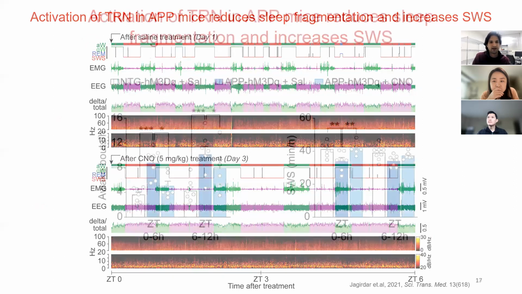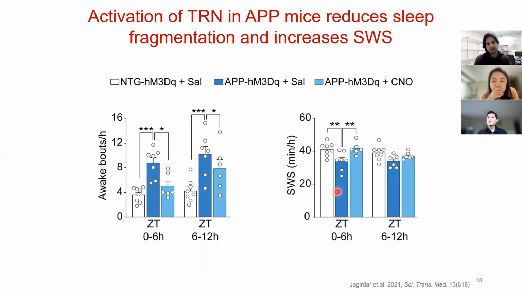When we quantified this data and compared with other groups, we saw that NTG HM3Dq mice that have been treated with saline show a significant difference in comparison to APP HM3Dq mice that have also been treated with saline. So basically, the control groups. And if the APP HM3Dq mice are treated with CNO, they exhibited normalization of the number of awakenings that was similar to the NTG group. And we saw this effect during the next 6 hours of the daylight cycle as well. When we looked into slow wave sleep, we saw it significantly increase after CNO application in APP HM3Dq mice during the first 6 hours.